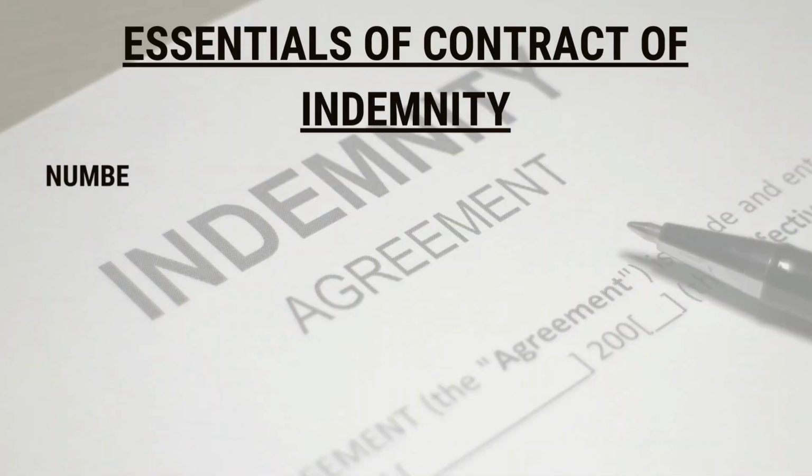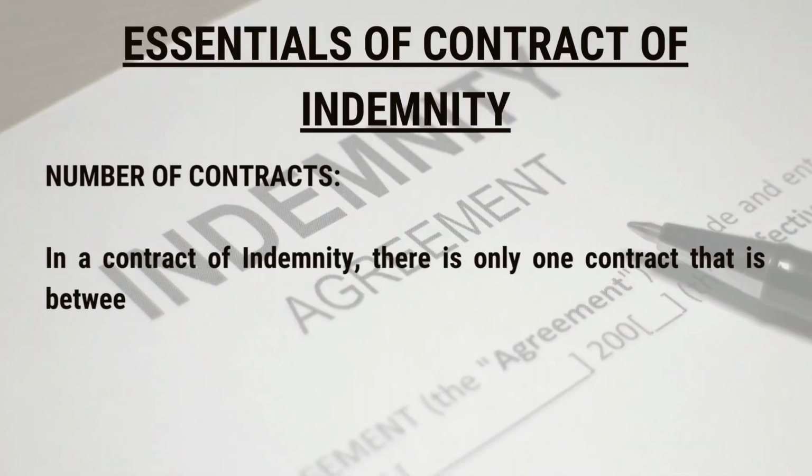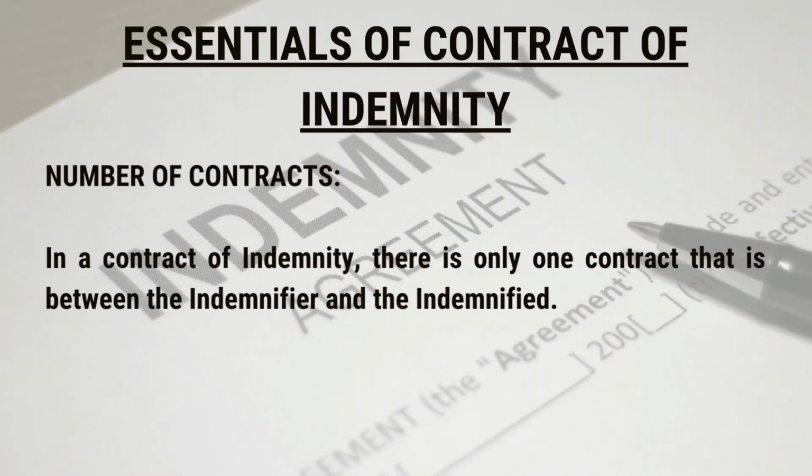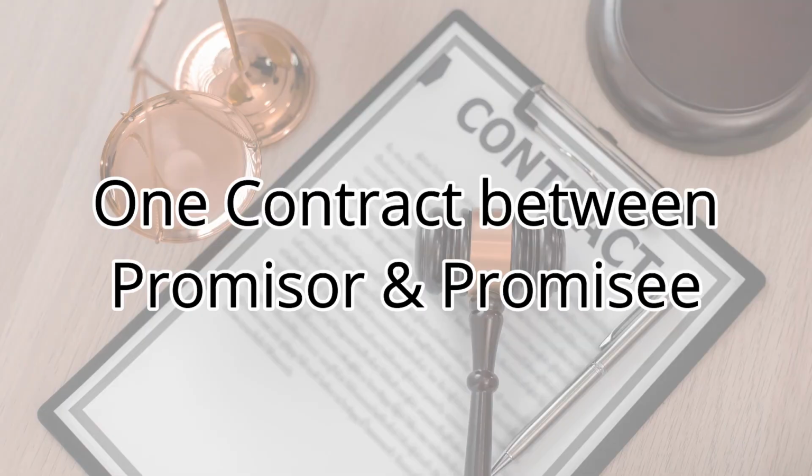And last, the number of contracts. Only one contract, that is between the indemnifier and the indemnified. Or in simple language, one contract between the promisor and the promisee. The promisor is a person who gives a promise to protect the promisee from any unanticipated loss. So this is a contract of indemnity.